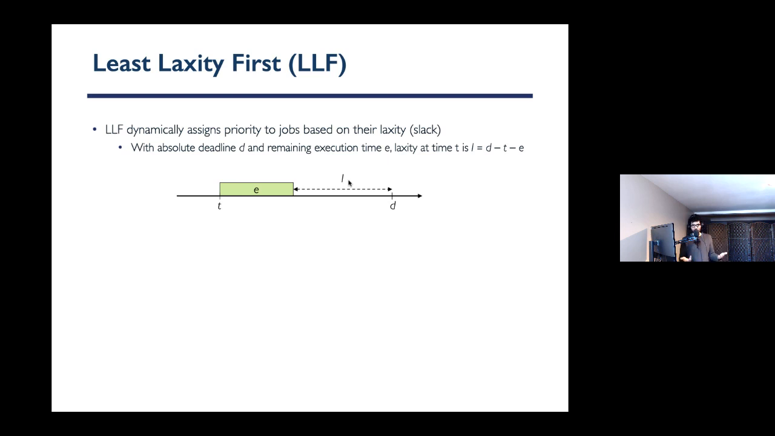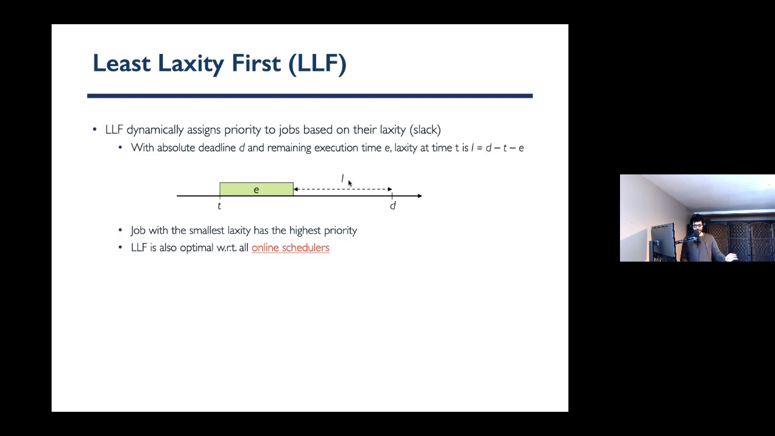Because the slack is changing and because we're sorting based on slack, each job could get a new priority every time unit, if their slack changes or if anybody else's slack changes. As a result, this is a fully dynamic scheduling policy because we're just changing jobs' priorities over time. So the job with the smallest laxity has the highest priority in the system.